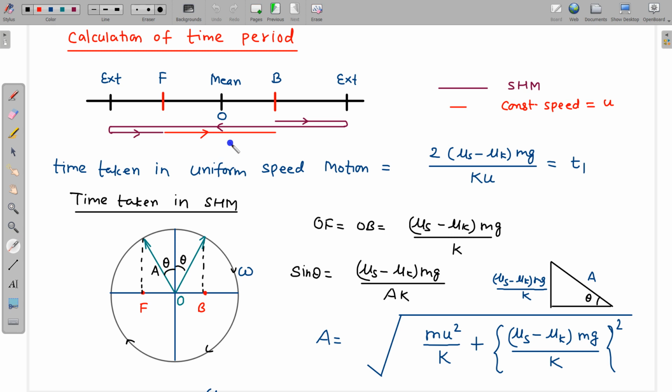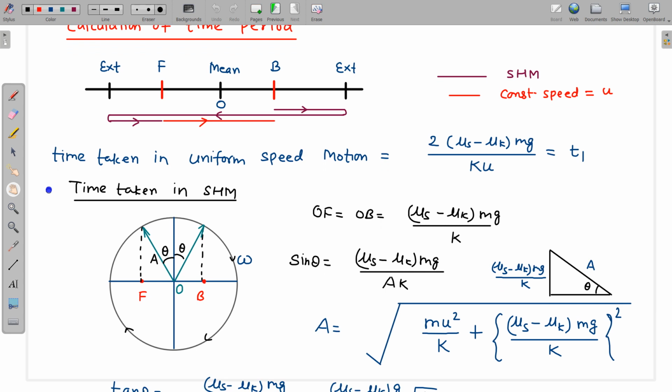The total time period for the standard simple harmonic motion is 2 pi under root m by k, and I can subtract this time, and instead of that I will add the uniform motion time. That will give me the time period. For that I have to find this angle. This angle is 2 theta, and the other angles are theta and theta. This distance is (mu_s minus mu_k) mg by k, as I have written here.